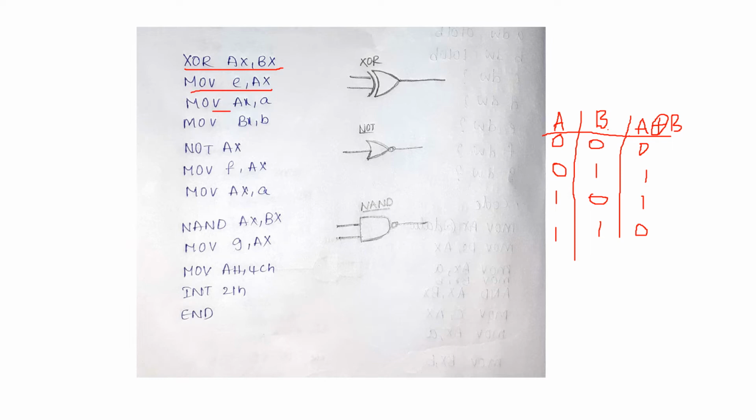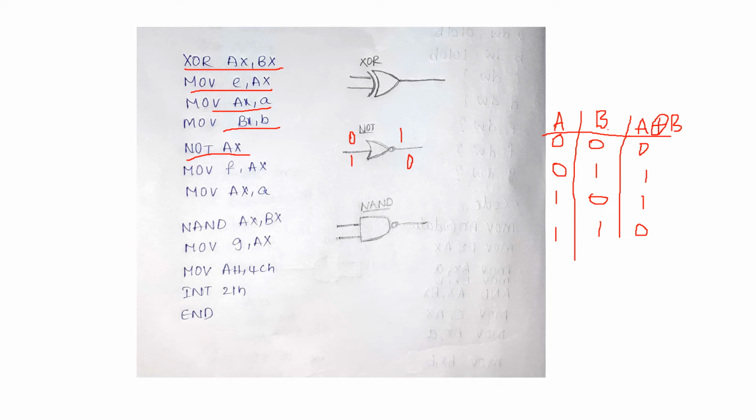Now the A value and B value are restored: MOV AX, A and MOV BX, B. The next operation is the NOT operation, which is a unary operation. It is unary because we send only one input. If we send 0, the result will be 1. If we send input 1, the result is 0, which means it is the complement of the given input.